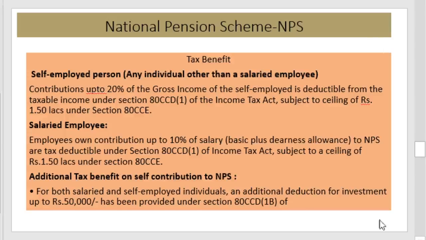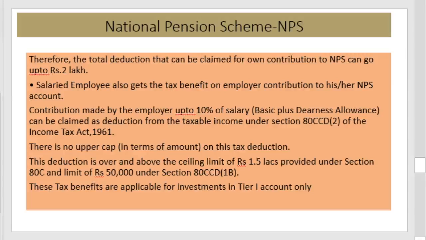Here, we will get a tax benefit under Section 80CCD(1) and 80CCE. In both cases, salaried and self-employed, the percentage is different: 20% here and 10% there is allowed. Then additional tax benefits are also allowed under 80CCD(1B). Therefore, the total deduction that can be claimed from own contribution to NPS can go up to 2 lakhs.